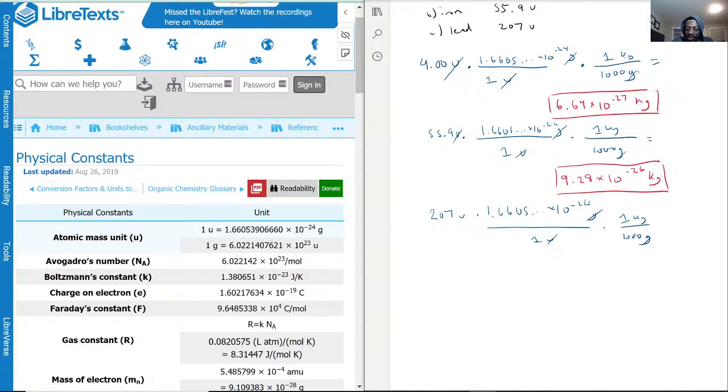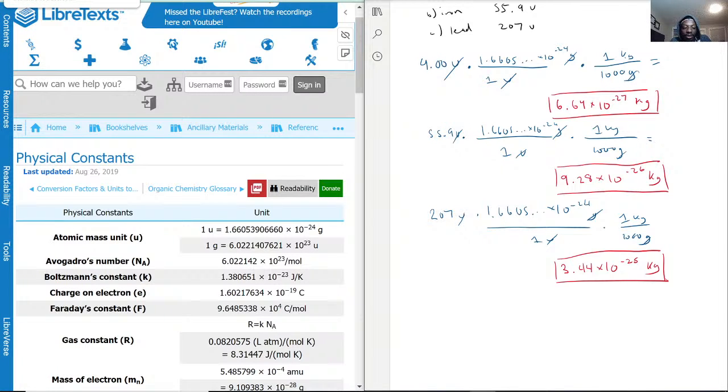The grams cancel, the atomic mass units cancel, and now we have 207. For this answer we have 3.44, to round it properly, times 10 to the negative 25 kilograms. So as you can see, when they're weighed in just atomic mass units, it's a very small amount in terms of grams and kilograms.